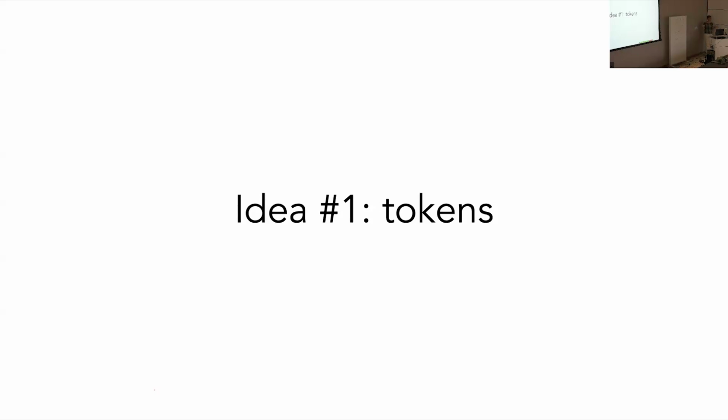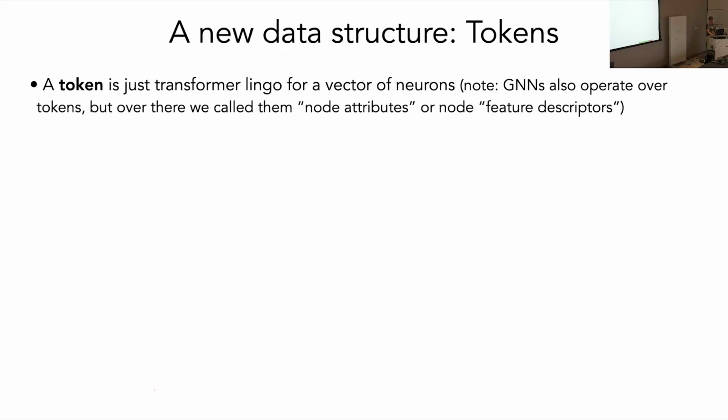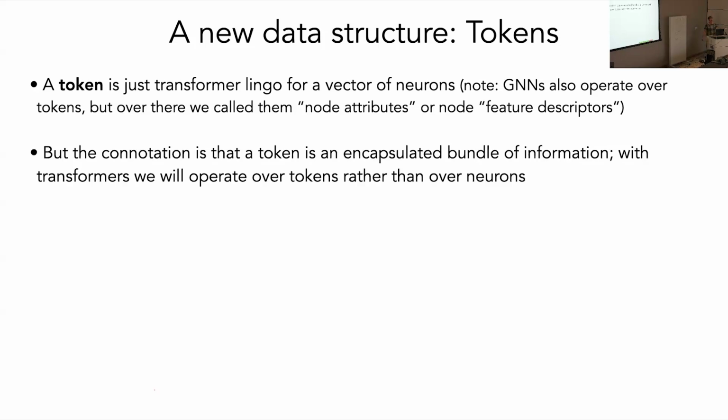All right, so there are 3 big ideas I'm going to introduce for the concept of transformers. The first idea is tokens. So we're introducing this new data structure. A token is transformer lingo for a vector of neurons. Graph neural networks also operate over tokens; we call them node attributes or feature descriptors. We're going to go with tokens. The connotation is that a token is an encapsulated bundle of information. And so with transformers, we operate over tokens instead of over individual neurons.